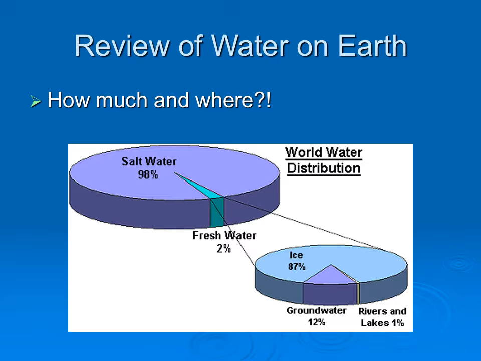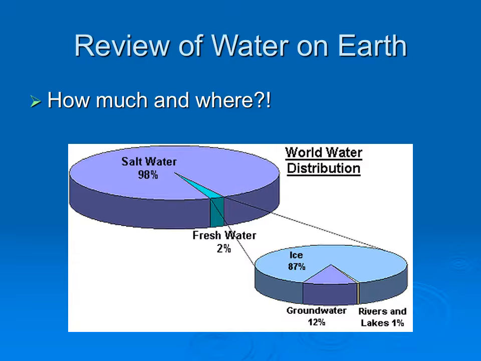So before we get into that, we're going to go over a review of water on Earth. So how much of it and where. You guys did a really cool lab on properties of water, and before that we watched the National Geographic video clip, the one that we used in seminar, and we learned that 98% of water on Earth is salt water, and 2% is fresh water.